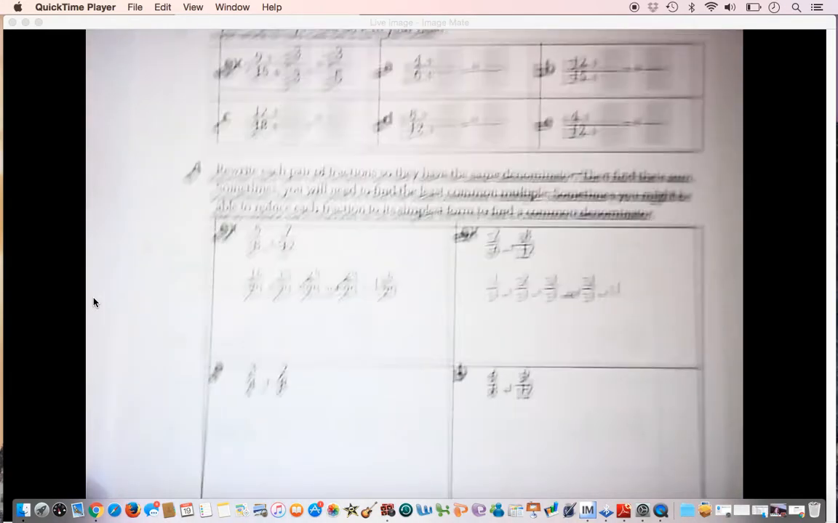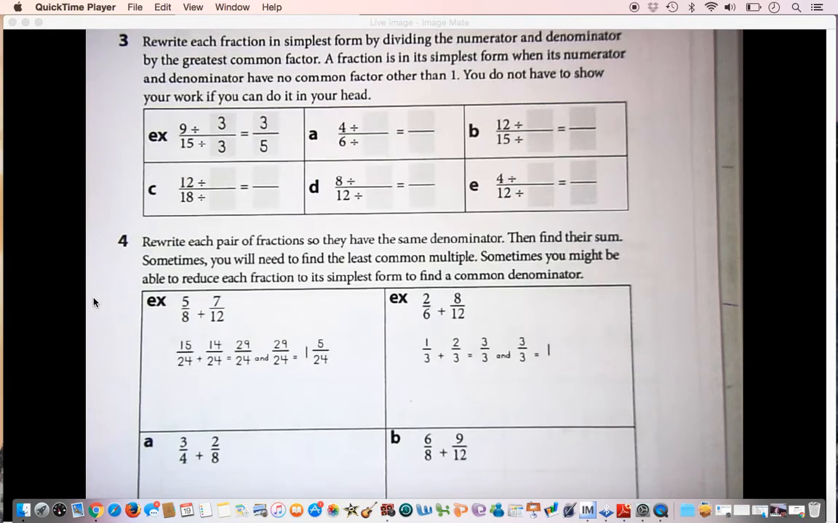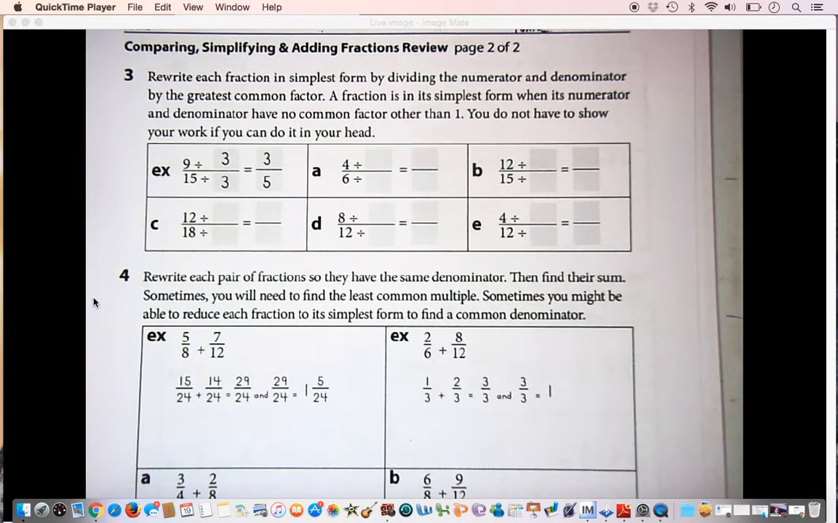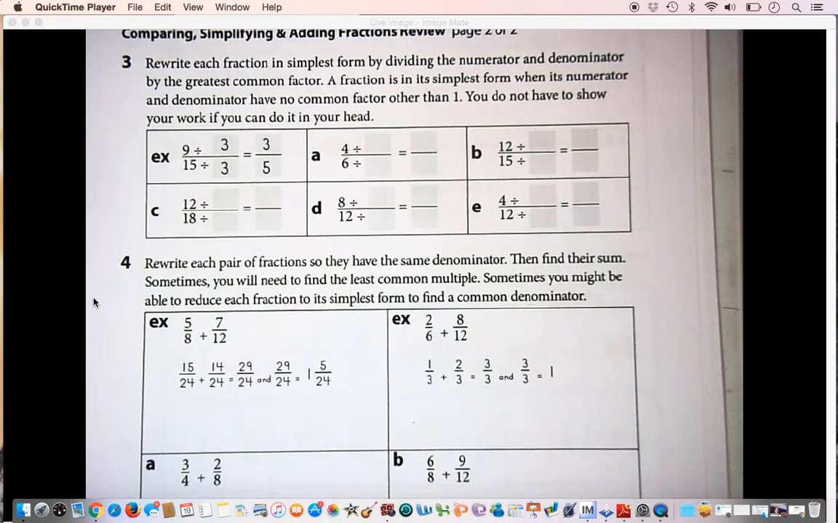Now we're going to look at number 3, which is on page 100. And this one says, rewrite each fraction in simplest form by dividing the numerator and the denominator by the greatest common factor. A fraction is in its simplest form when its numerator and denominator have no common factor other than 1. You do not have to show your work if you can do it in your head.